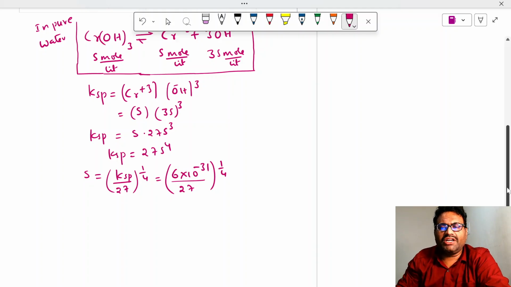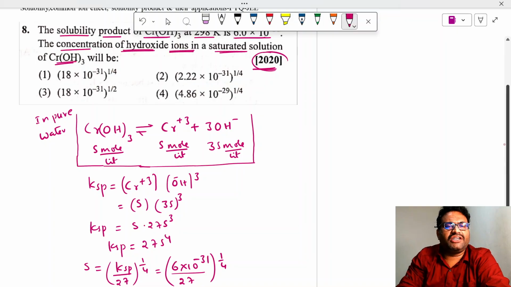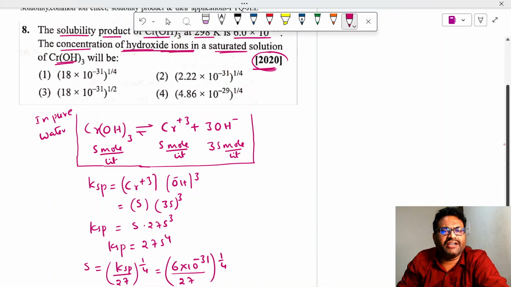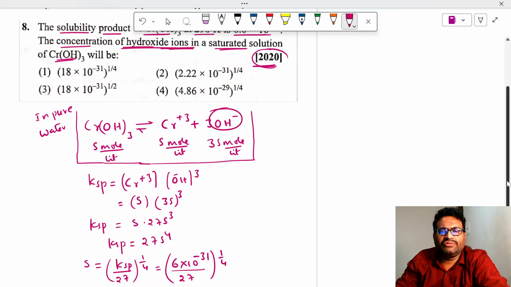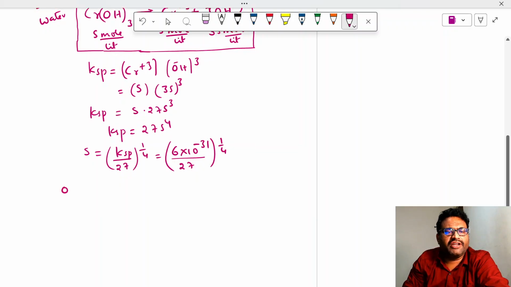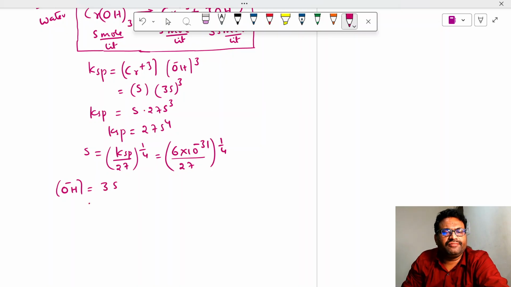So what is the question asked? The question asked is the concentration of hydroxide ions. So the concentration of OH minus in a saturated solution is 3S. That is equal to 3 into S, which we have calculated as 6 into 10 power minus 31 by 27, whole power 1 by 4.